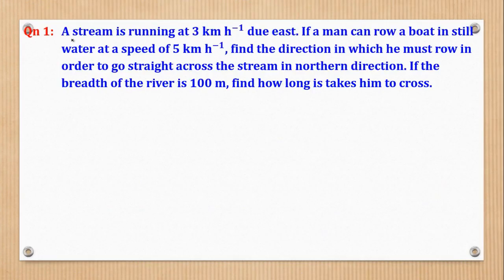Question 1 says, a stream is running at 3 kilometers per hour due east. If a man can row a boat in still water at a speed of 5 kilometers per hour, find the direction in which he must row in order to go straight across the stream in northern direction. If the breadth of the river is 100, find how long it takes him to cross. So first we need to make an illustration.